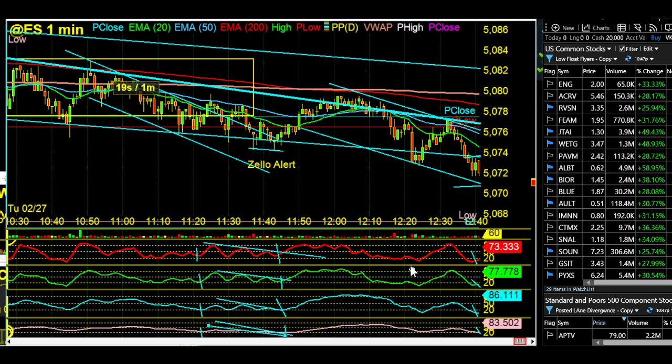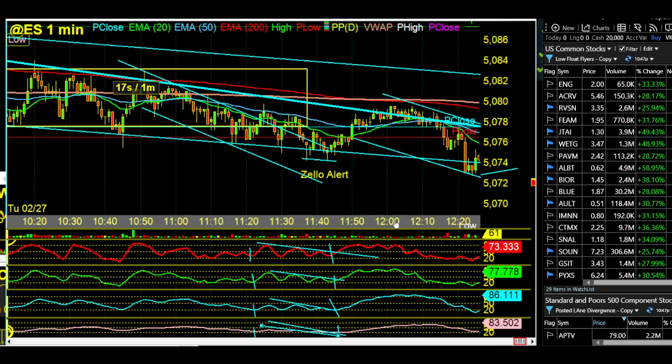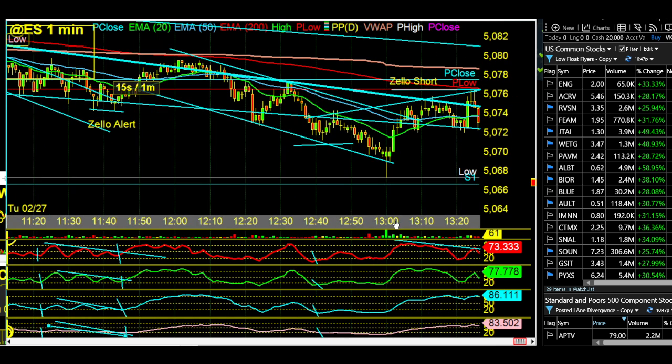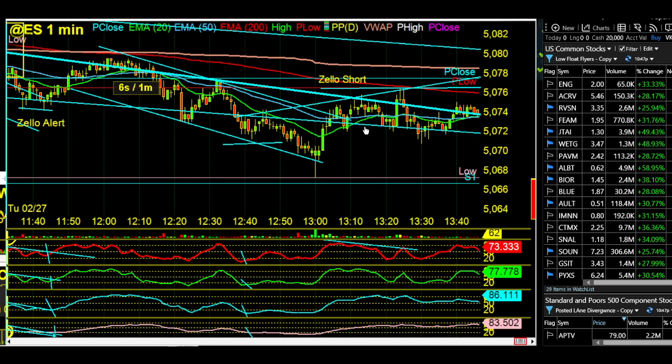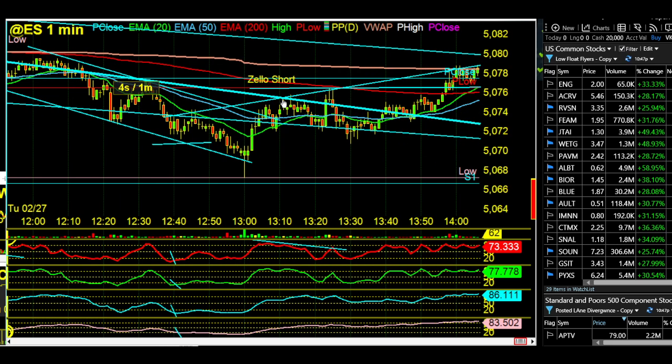All right. We have a divergence at 5074 with a stop above 5076, the 200 period moving average. Sell side divergence. That is sell side divergence. That was right here. Second Zello alert right here.